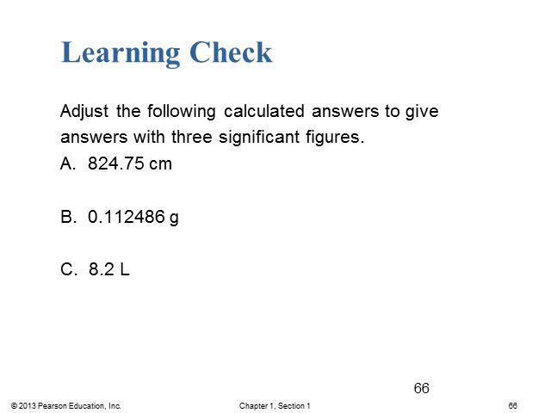All right, and so here as a learning check, adjust the following calculated answers to give the answers within 3 significant figures. So here we have 824.75. So we're going to chop it off right at that decimal point. All right, and we're going to chop off that 7.5. And because that first digit we're chopping off is a 7, it's greater than a 5, and so then we need to round up the last remaining digit. So the 824 has to be rounded up by 1, so it's 825. So it would be 825 centimeters.